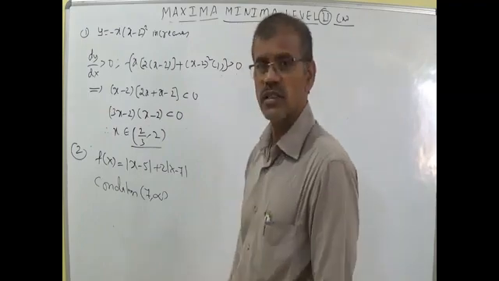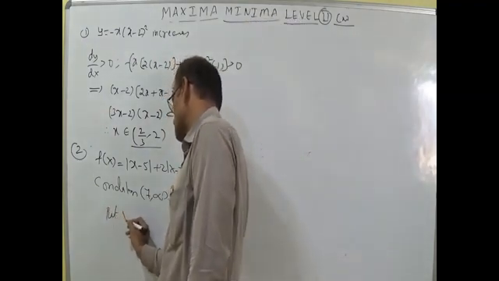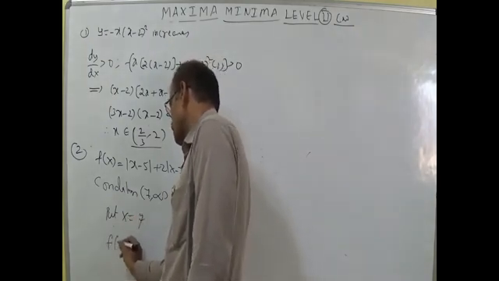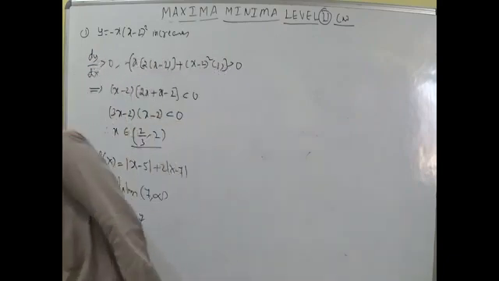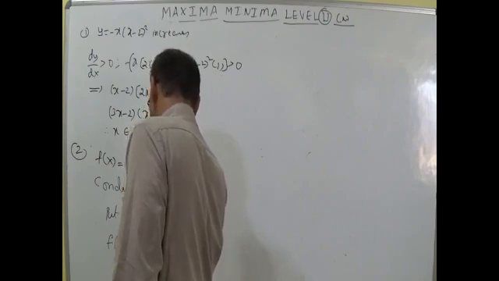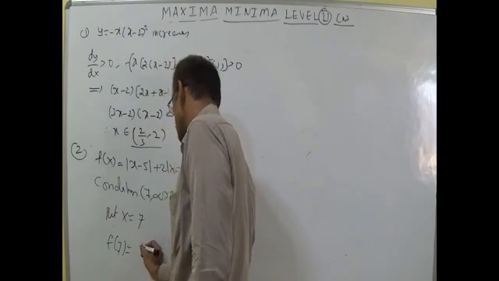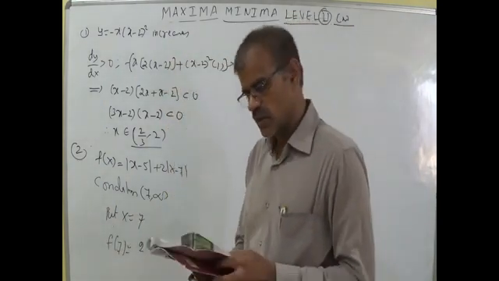Now it is better to put x is equal to 7. Whenever he gives a condition like this, write f of 7. So 7 minus 5 is 2. So 7 minus 5 plus 2 into 7 minus 7, which is 0. So simply you get 2. He has given 2 comma infinity.